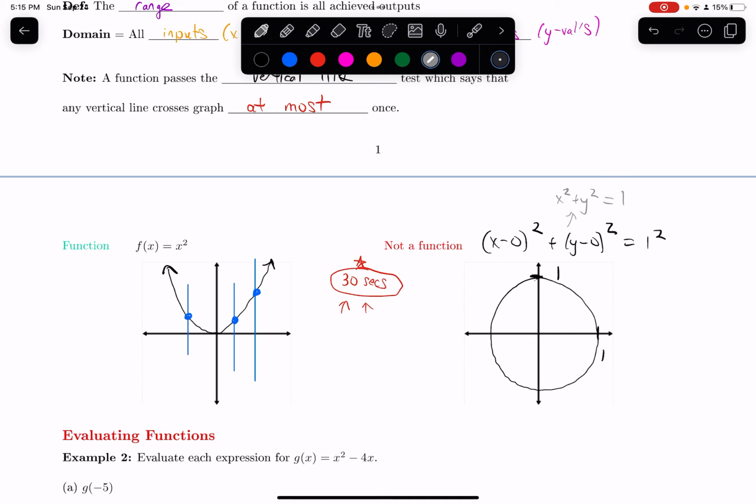So if I were to draw a vertical line here, that's not a problem because it crosses the graph 0 times, and technically 0 falls into at most once. But if I draw another vertical line over here, ooh, that one's bad because it crosses the graph more than once. If there's any vertical line at all that crosses it more than once, it fails the vertical line test. So this fails the vertical line test, which means the graph of a circle is not a function.